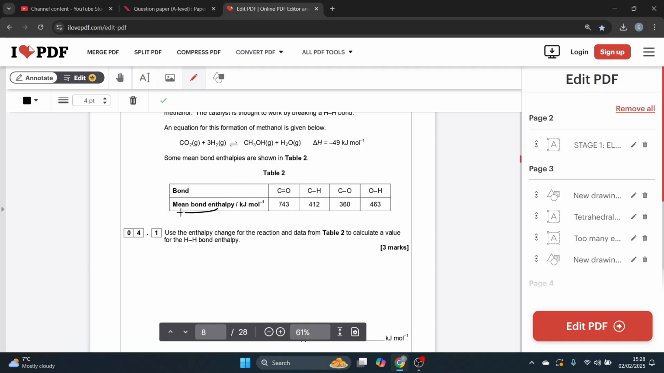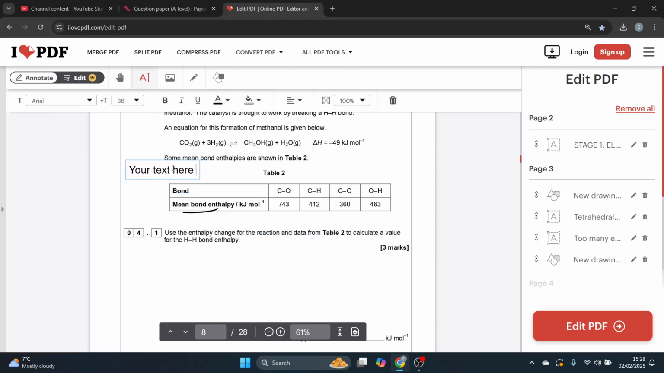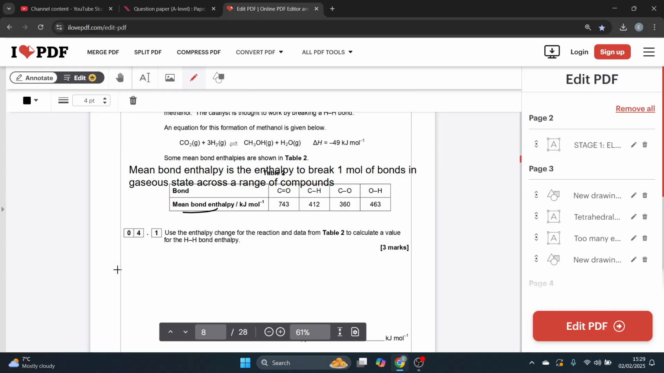Mean bond enthalpy is the enthalpy required to break 1 mole of bonds in the gaseous state over a range of compounds. So let's get down the definition, just to recall it. Mean bond enthalpy is the enthalpy to break 1 mole of bonds in the gaseous state across a range of compounds. In this case, delta H is minus 49. Mean bond enthalpy: energy required to break bonds minus energy released from new bonds formed.